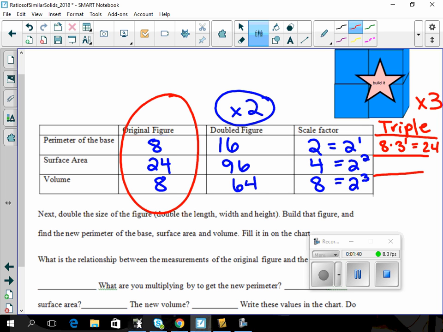What would the surface area of a tripled cube be? 24 times 3 squared. Very good. And what did you get there? I think it's 216, right? And then down here, we take our original volume, and when I triple it, I multiply it by 3 cubed. And you should also get 216. We did this last time, right? We talked about the pattern and how we can use our scale factors and whether we're using surface area or volume to find new things.